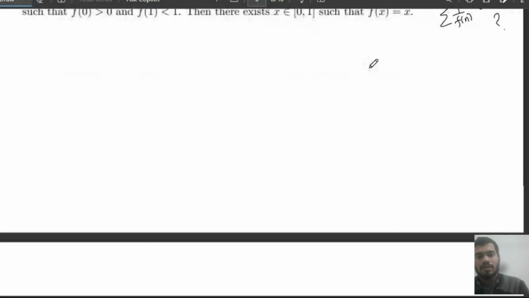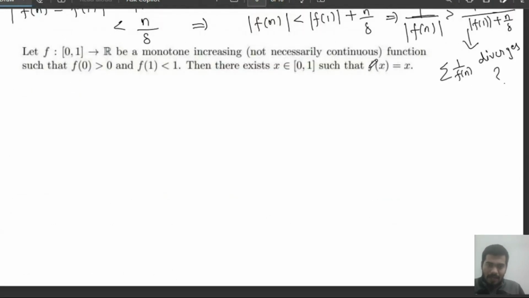Now, this is also an interesting problem. It is given that f is a monotonic increasing function such that f(0) is greater than 0 and f(1) is less than 1. Then there exists x such that f(x) equals x. And in the bracket, they have especially mentioned that it is not necessarily continuous, right? Because if it were continuous, we could easily apply the intermediate value property to prove that there is some fixed point, f(x) equals x.